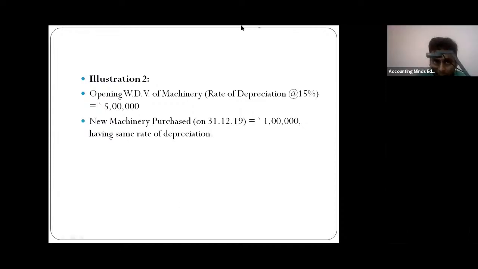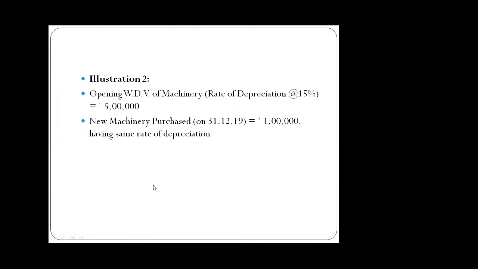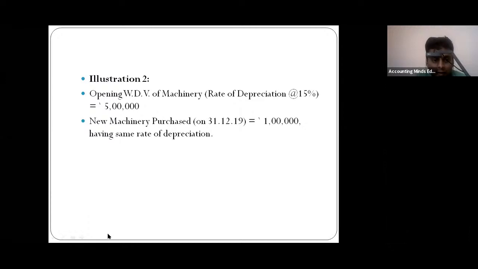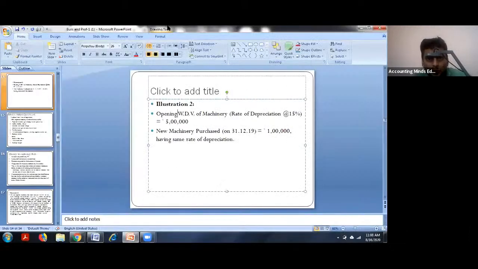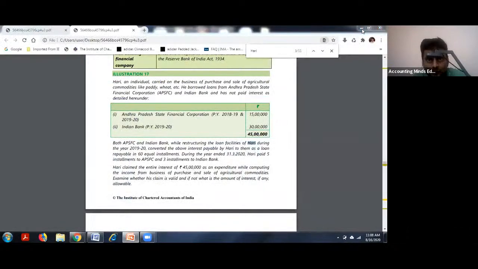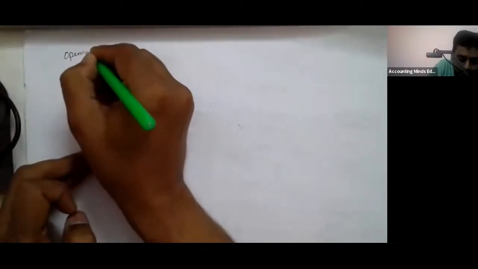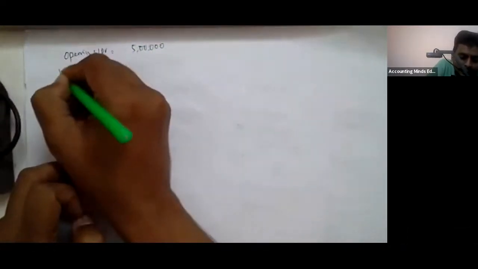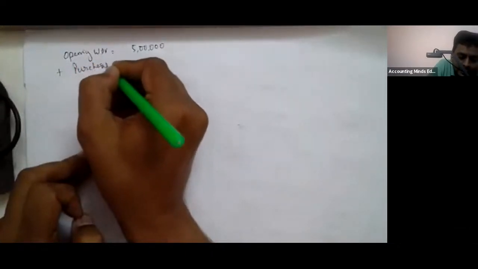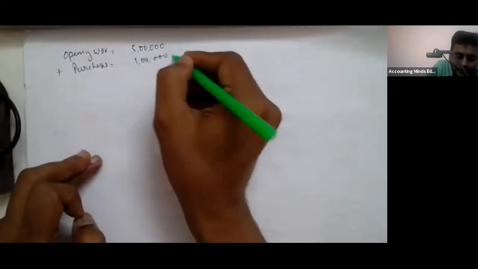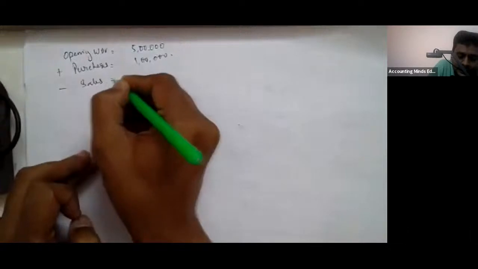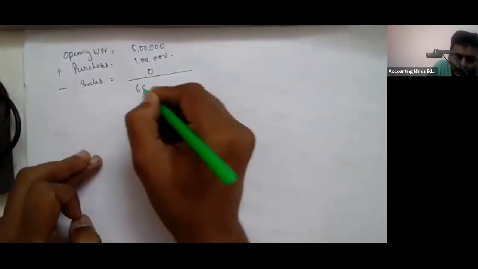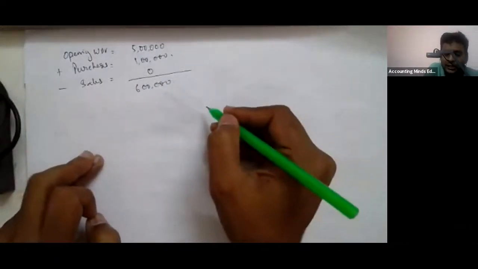Urmila? Yes, sir, I will tell you. Okay, no big deal here at all. All you have to do is follow the steps. Opening WDV: how much is the opening WDV? 5 lakhs, that's what step 1 says. Plus purchases: are there any purchases? 1 lakh. Are there any sales? Minus sales: there are no sales. So total value is 6 lakhs, and on 6 lakhs, depreciation.